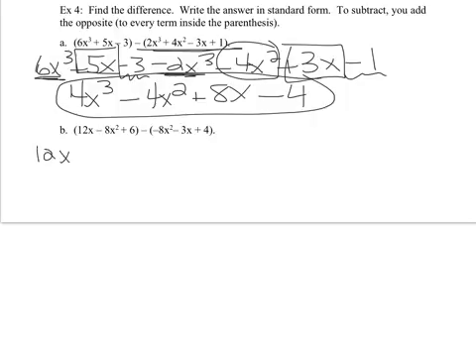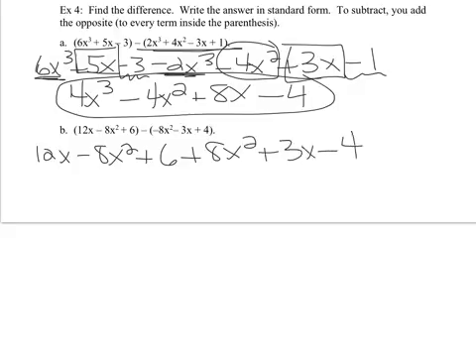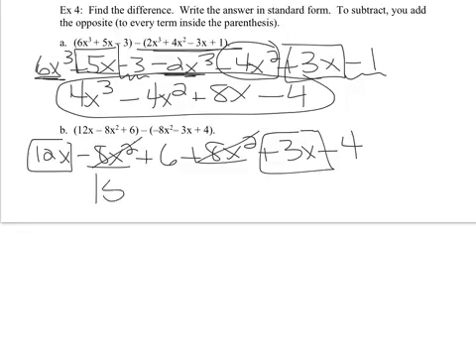First one's going to stay the same. We've got 12x minus 8x squared plus 6, and then this would be plus 8x squared plus 3x minus 4. And then we can combine like terms. Now what works out nice here is we've got a minus 8x squared and a plus 8x squared. So the x squareds are really going to cancel. They're opposites, so they'll cancel each other. Then we have 12x plus 3x gives me 15x. And then plus 6 and minus 4 gives me plus 2.